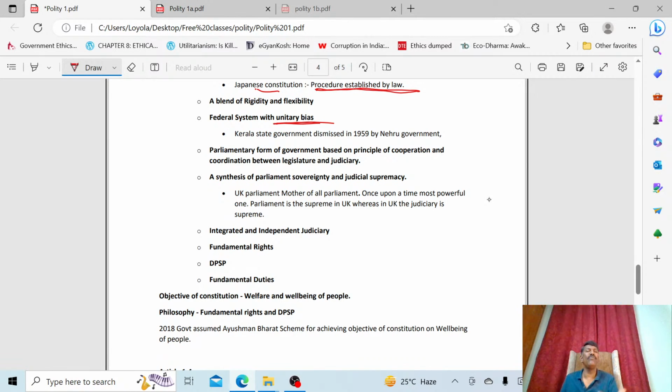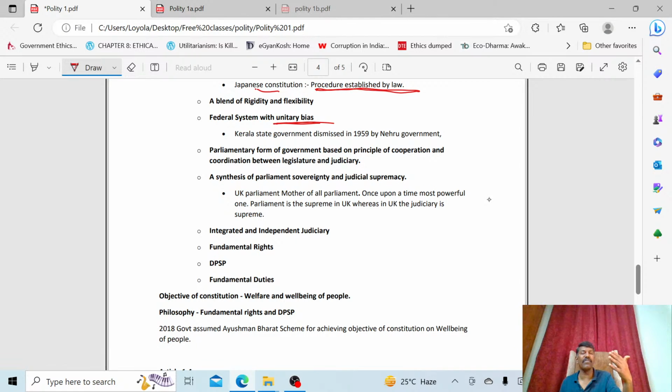Okay. Then when I'm moving further, the parliamentary form of government is a kind of idea we have passed on the basis of the principles of cooperation and coordination between the legislature and judiciary. And here the judiciary has some upper hand, because India is a synthesis of parliamentary sovereignty on one side and judicial supremacy on the other side. This is the way the Indian methods are happening inside our country. In certain places, parliamentary sovereignty, in certain places, judicial supremacy.